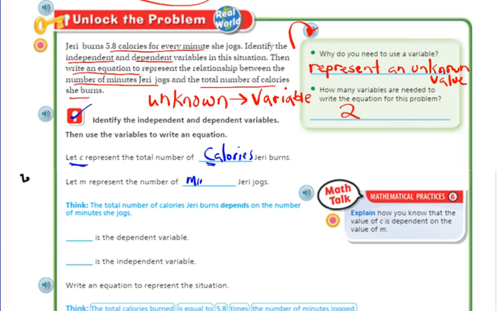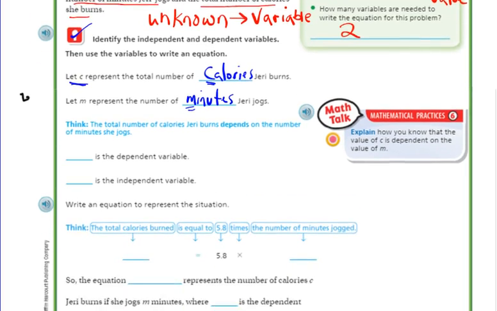Obviously, you're choosing M there because of minutes. All right, so we now have our variables selected. We're going to use a C and an M in our equation. So let's go ahead and scroll down now.